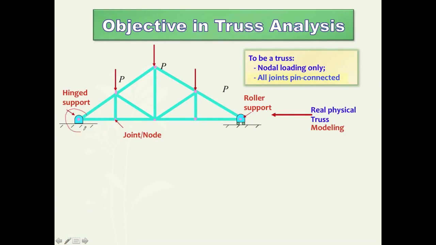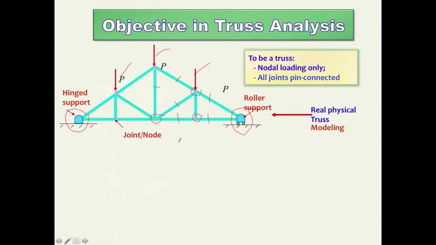As you can see, the supports are pin connected to the structure, and all members are only connected at the ends to each other, and the loads act only at the joints. Okay? The main objective of a truss analysis is to find the forces in each member of the truss. For instance, in all of these members of this truss.